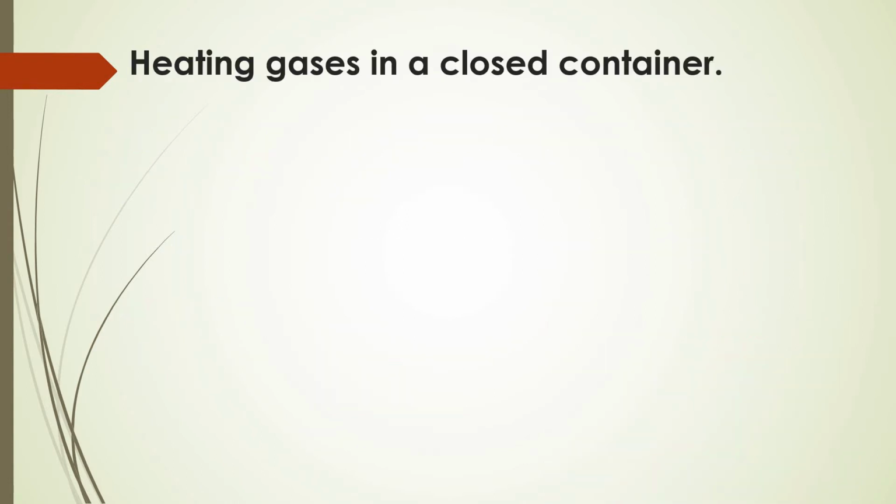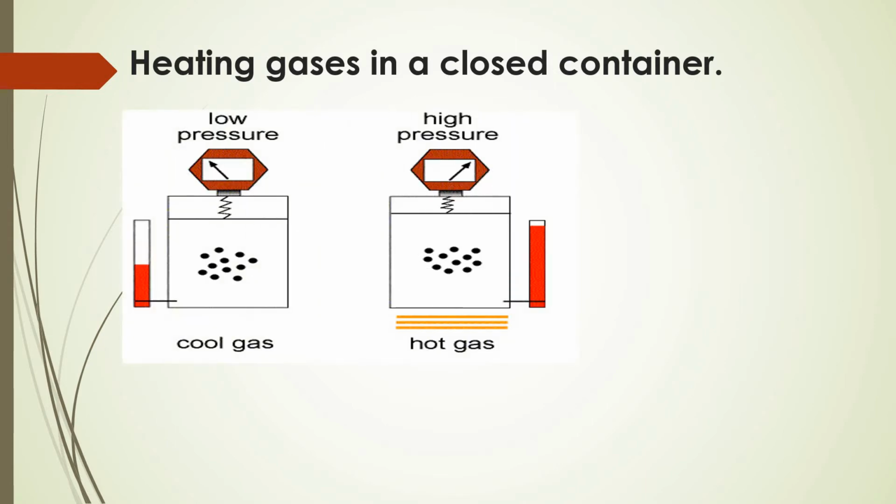Now let us try to understand what happens to gases kept in a closed container when they are heated. So we know that when gases are heated, their kinetic energy increases, and with more kinetic energy, they will start moving faster. Molecules always collide with each other, and they also collide with the walls of the container. When we heat the gas, the temperature of the gas increases, they get heat energy, due to which their kinetic energy increases.